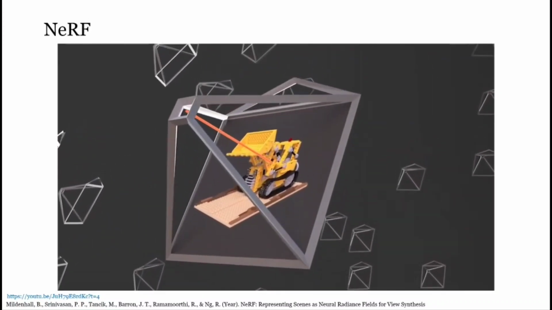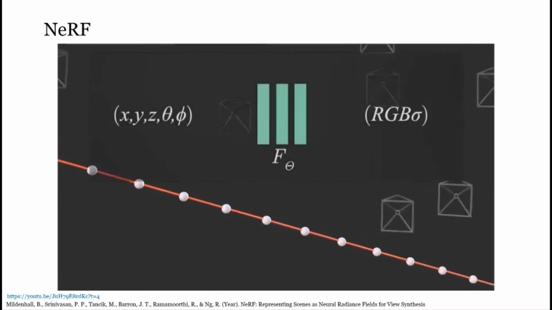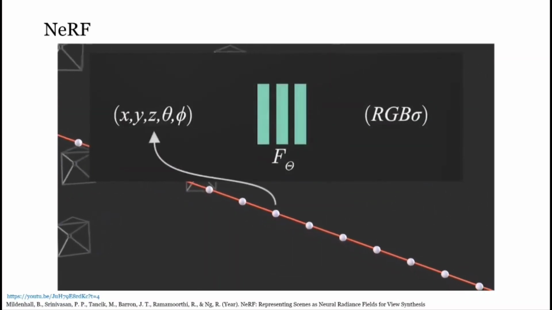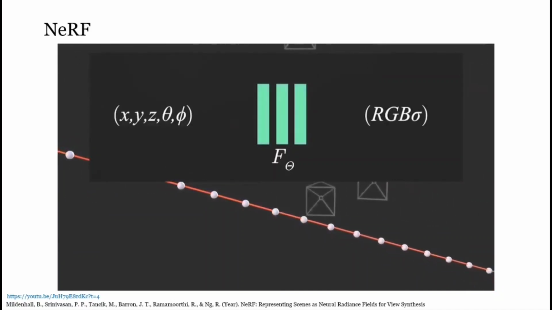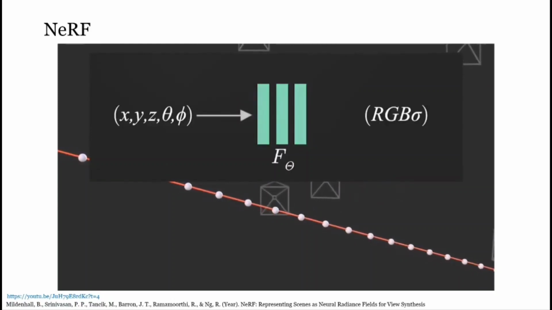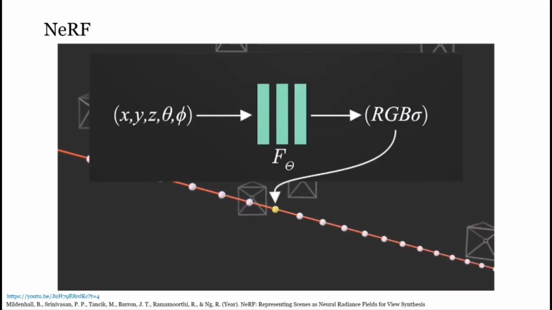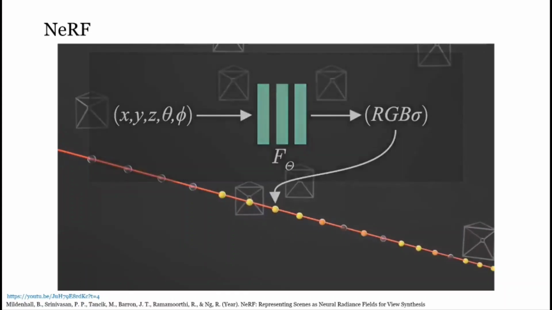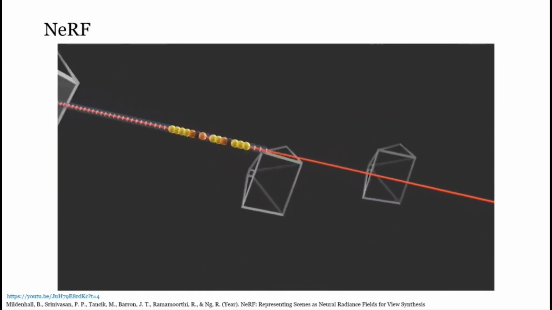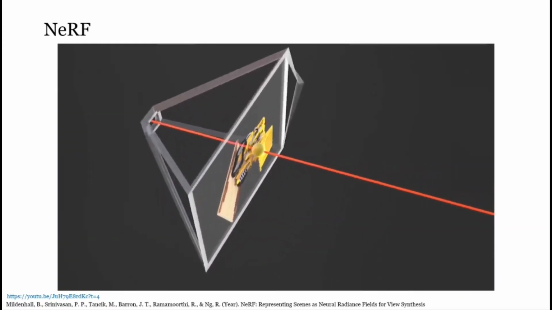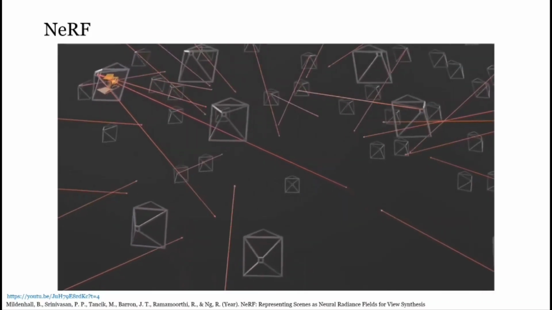NeRF optimizes a volumetric representation of a scene as a vector-valued function, which is defined for any continuous 5D coordinate consisting of location and view direction. The scene representation is parameterized as a fully connected deep network that takes each single 5D coordinate as input and outputs the corresponding volume density and view-dependent emitted RGB radiance at that location. It then uses volume rendering techniques to composite these values along a camera ray to render any pixel. This rendering is fully differentiable, so we are able to optimize this scene representation by minimizing the error of rendering all camera rays from the collection of RGB images.